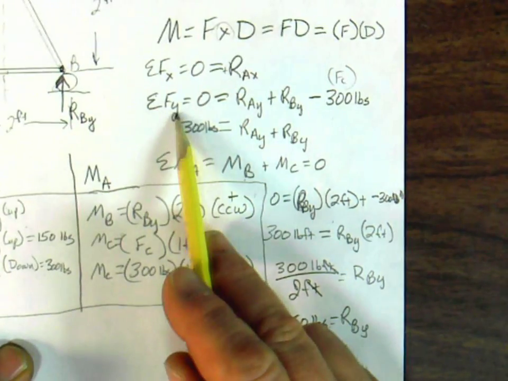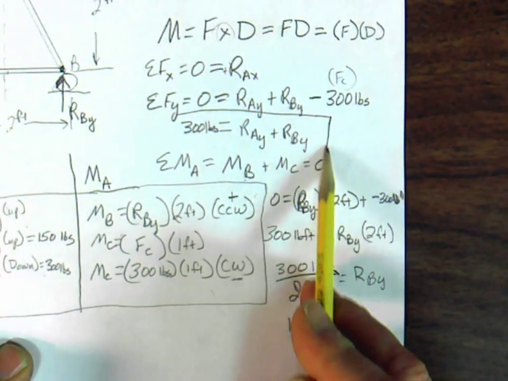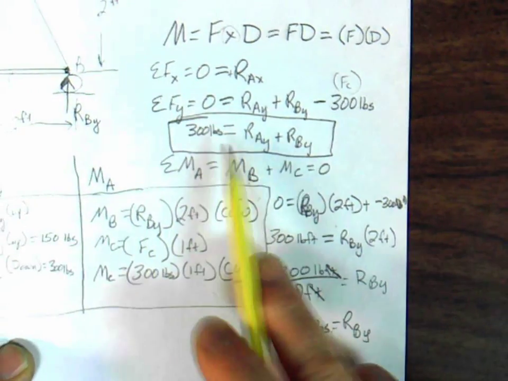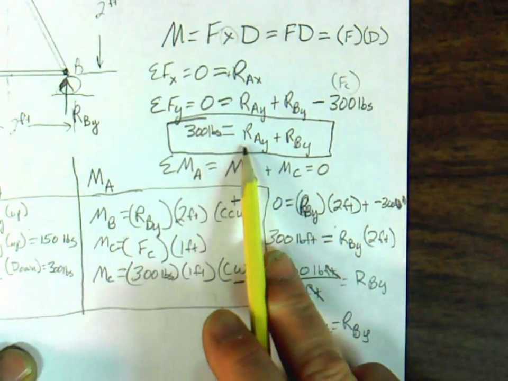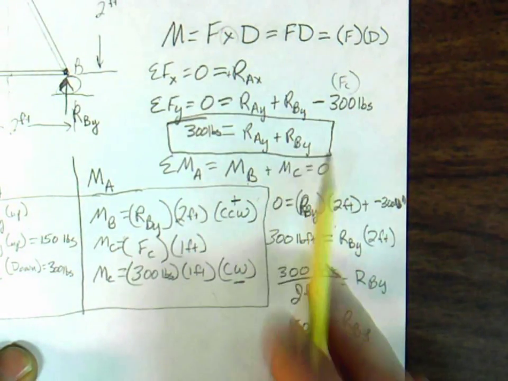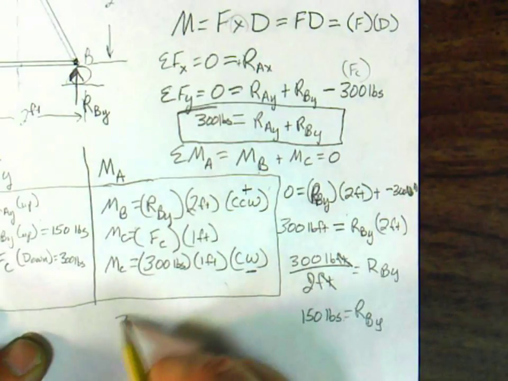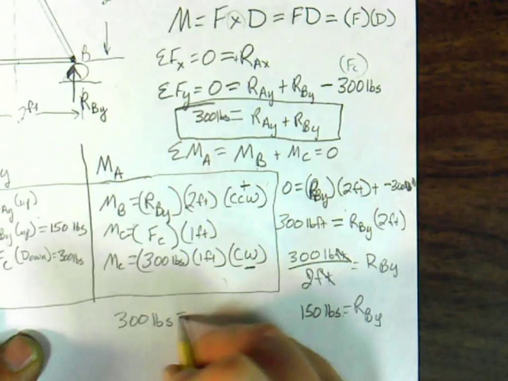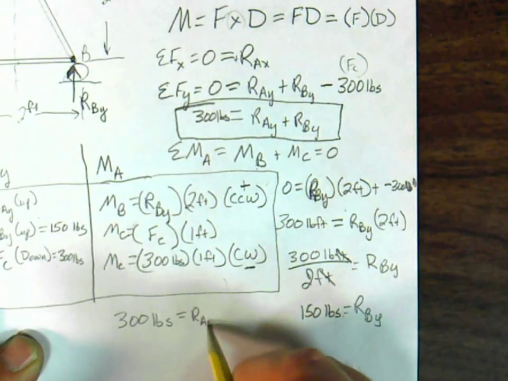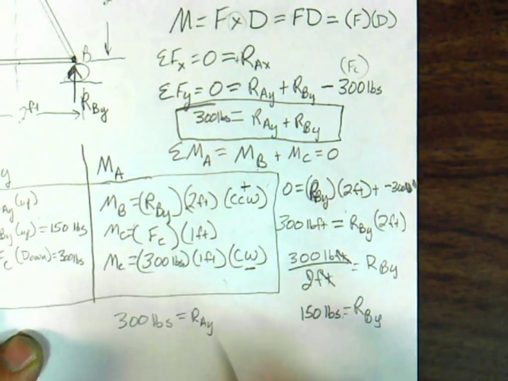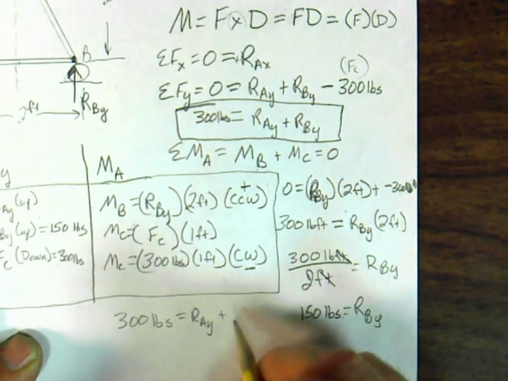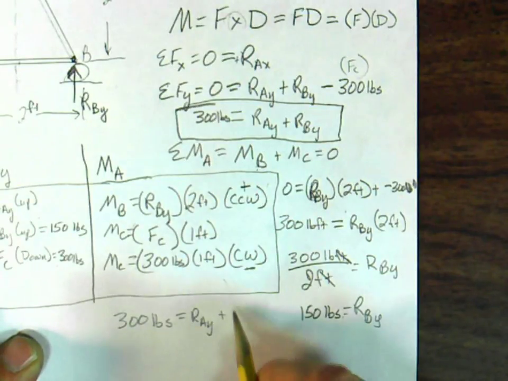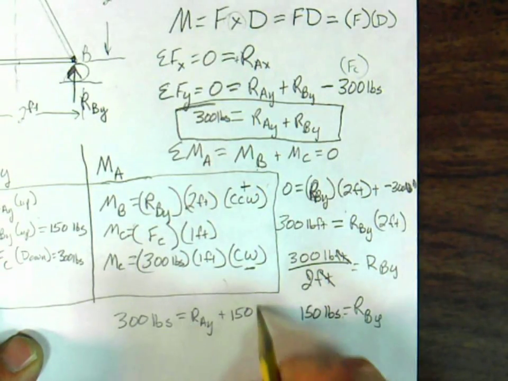300 pounds equals RAY. We're going to substitute in plus RBY of 150 pounds. Now again, doing algebra, we subtract 150 pounds from both sides of the equation, and we find out that RAY equals 150 pounds. So there we have it.